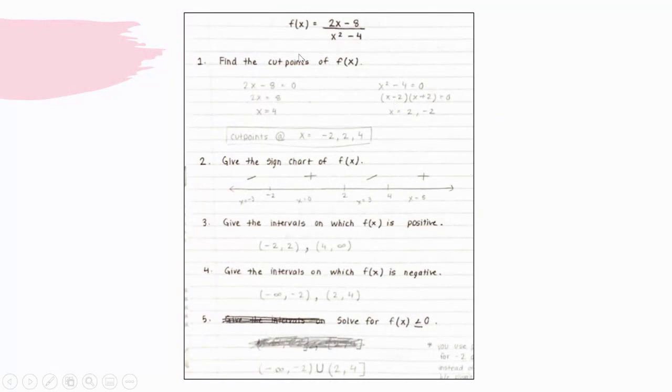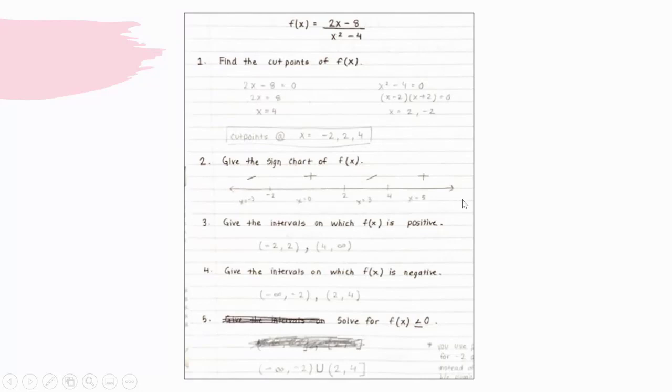So our question here is 2x minus 8 divided by x squared minus 4. Do you see this x squared here? That is what makes this a nonlinear inequality. So the first thing we need to do is find the cut points of the function. To do so, we'll set the numerator and the denominator equal to 0. And when we solve that, we get x is equal to -2, 2, and 4.